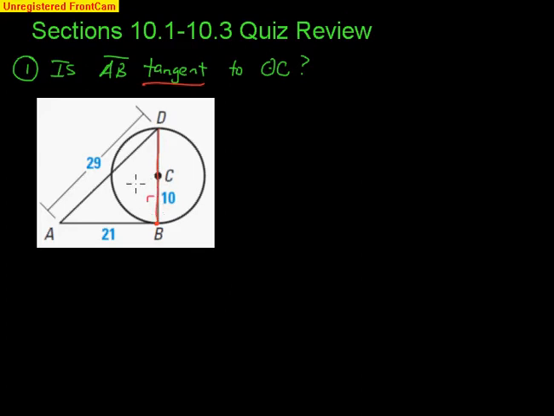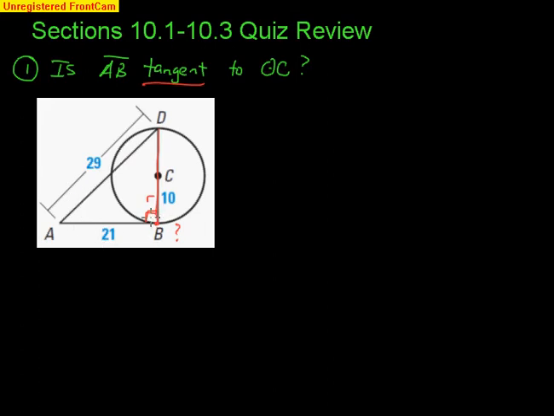There's a theorem that says if AB is tangent, then where the radius touches that tangent, you're going to have a right angle. So the question is, is that a right angle? Because if it's a right angle, then AB is tangent. And if it's a right angle, then this triangle should follow the Pythagorean theorem. So let's try to use the Pythagorean theorem.